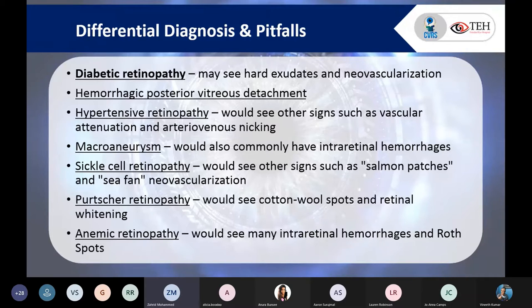With sickle cell patients, we would have seen what is characteristically described as salmon patches and any sea fan areas of neovascularization, which wasn't present for him. And with Purtscher's retinopathy, we would have seen cotton wool spots or areas of retinal whitening. Also, if he was anemic, we would have seen some areas of intraretinal hemorrhages and Roth spots as well.